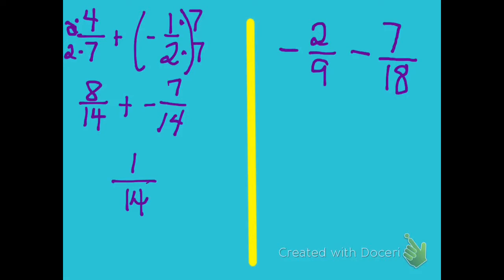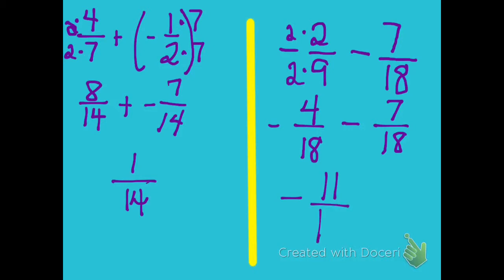The next one, same thing, you got to find a common denominator first. The common denominator of 9 and 18 is 18. So this second fraction isn't going to change at all. The first fraction, you're going to multiply the top and the bottom by 2. So 2 times 2 is 4. And the negative stays. So now these two fractions both are negative, so same sign, so you're going to keep the sign and just add the two numbers on the top. 4 plus 7 is 11, and then the bottom doesn't change.